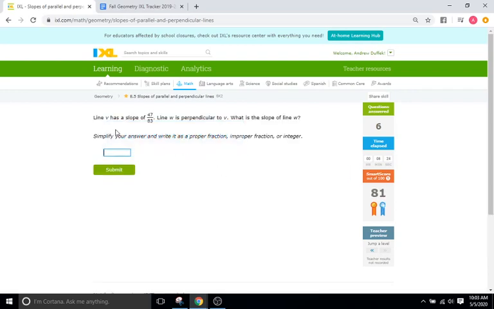Okay. And if it has a slope of this, it's perpendicular. What is the slope? Opposite reciprocal. And that's going to be it.